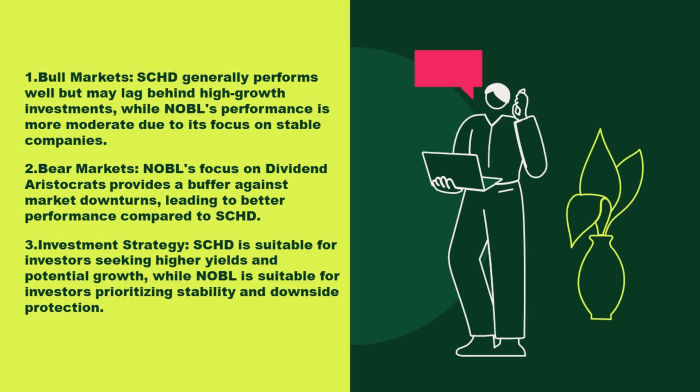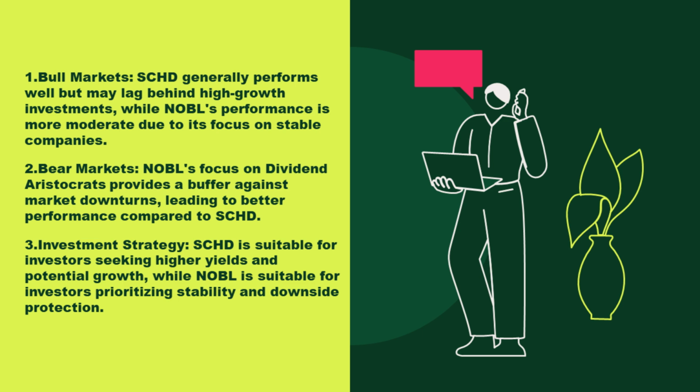SCHD, while also composed of dividend-paying stocks, may not offer the same level of protection as NOBL during bear markets. SCHD includes a mix of high dividend yield stocks from various sectors, including those more sensitive to economic cycles, such as financials and industrials. As a result, SCHD may experience more pronounced declines compared to NOBL during market downturns.